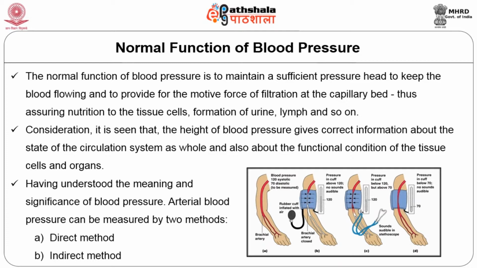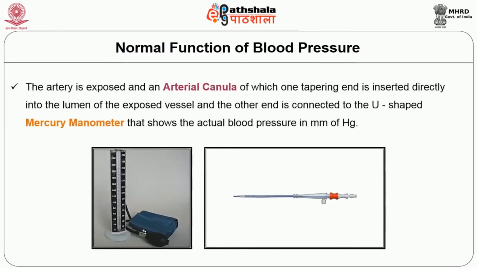Having understood the meaning and significance of blood pressure, let us now move on to the measurement and recording of blood pressure. Arterial blood pressure can be measured by two methods, namely direct and indirect method. The artery is exposed and an arterial cannula, of which one tapering end is inserted directly into the lumen of the exposed vessel and the other is connected to the U-shaped mercury manometer that shows the actual blood pressure in millimeters of mercury.